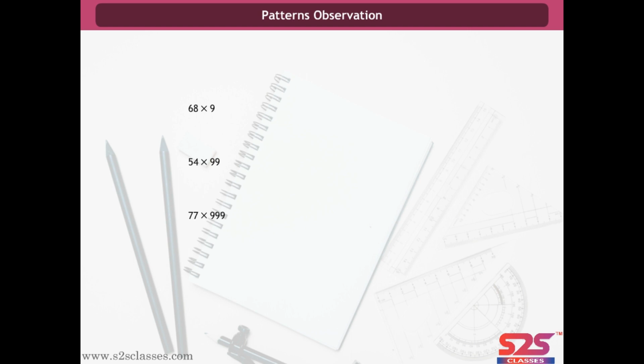Again we write 9 as 10 minus 1, 99 as 100 minus 1, and 999 as 1000 minus 1. So we have 68 into 9 is equal to 68 into (10 minus 1). 54 into 99 is equal to 54 into (100 minus 1). And 77 into 999 is equal to 77 into (1000 minus 1).